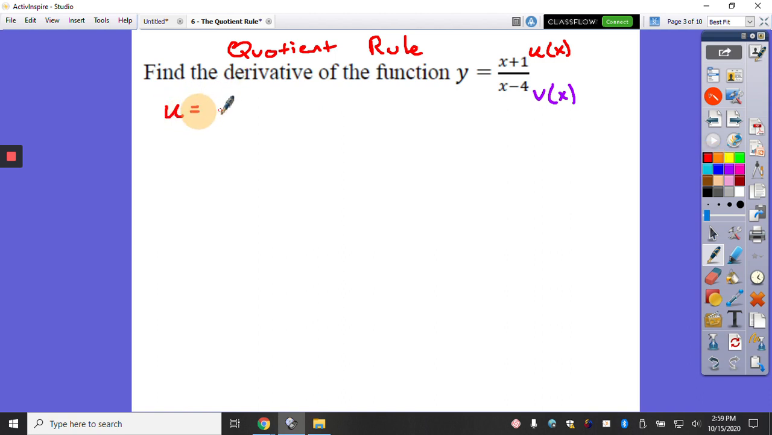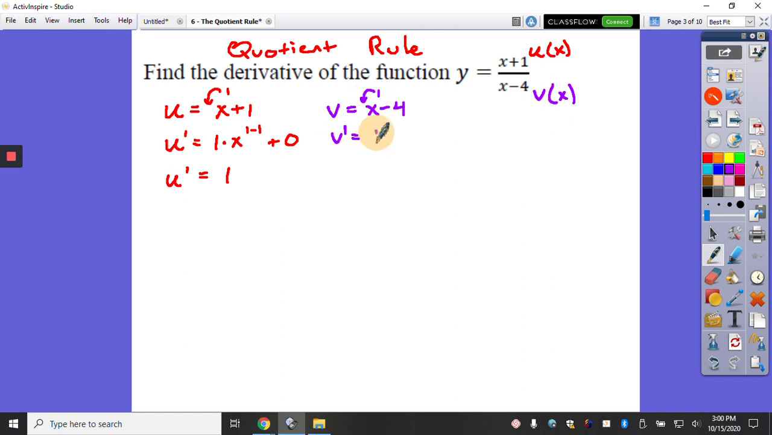We're going to have our u over here, so that's x plus 1, and our v function, which is x minus 4. So we go and find the derivative of these. So u prime, the 1 drops down, so that's 1 times x to the 1 minus 1 plus 0, or simply 1. I would do the same for v. So v prime, 1 drops down, so 1 times x to the 1 minus 1 minus 0, because again the constant goes away, and we have 1.